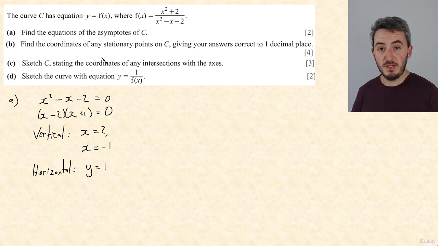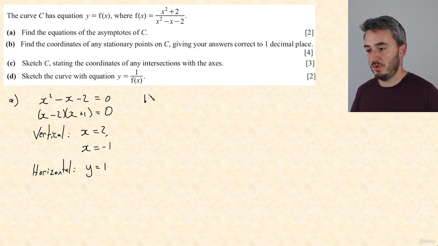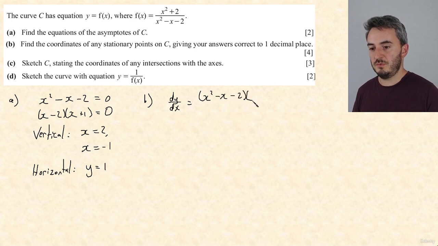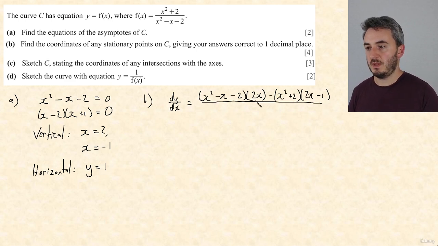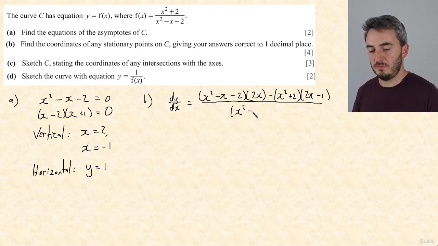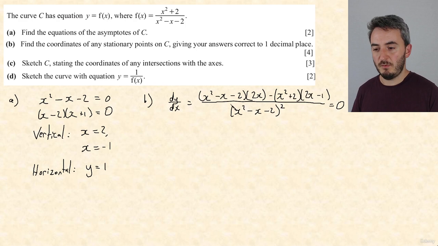Find the coordinates of any stationary points. Okay, so we are explicitly being told, find the stationary points. We do this by differentiation. So v u dash, which is 2x, minus u, x squared plus 2, times v dash, which is 2x minus 1, all over v squared, which is x squared minus x minus 2, all squared. And we want that to equal 0. So that numerator needs to be 0.